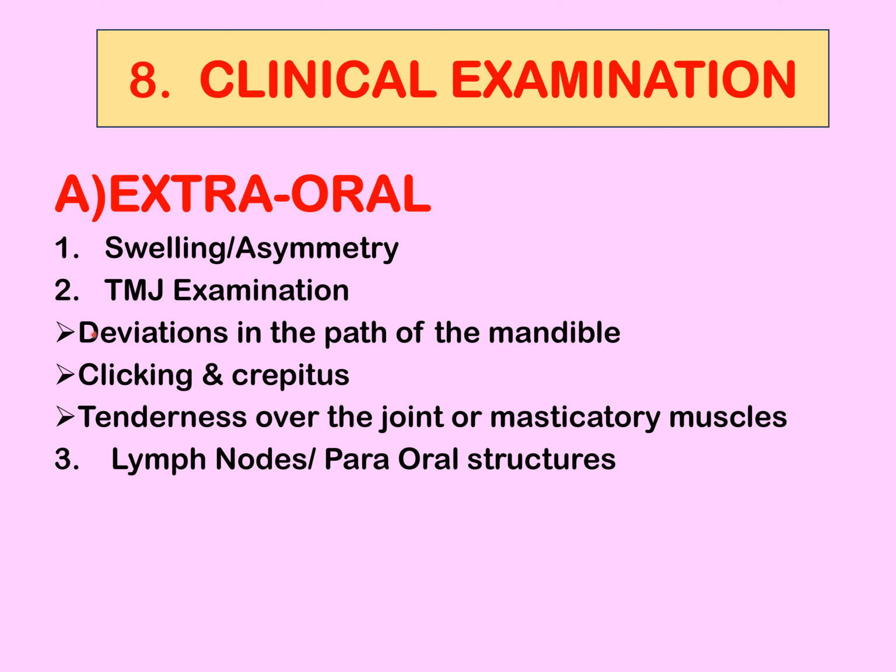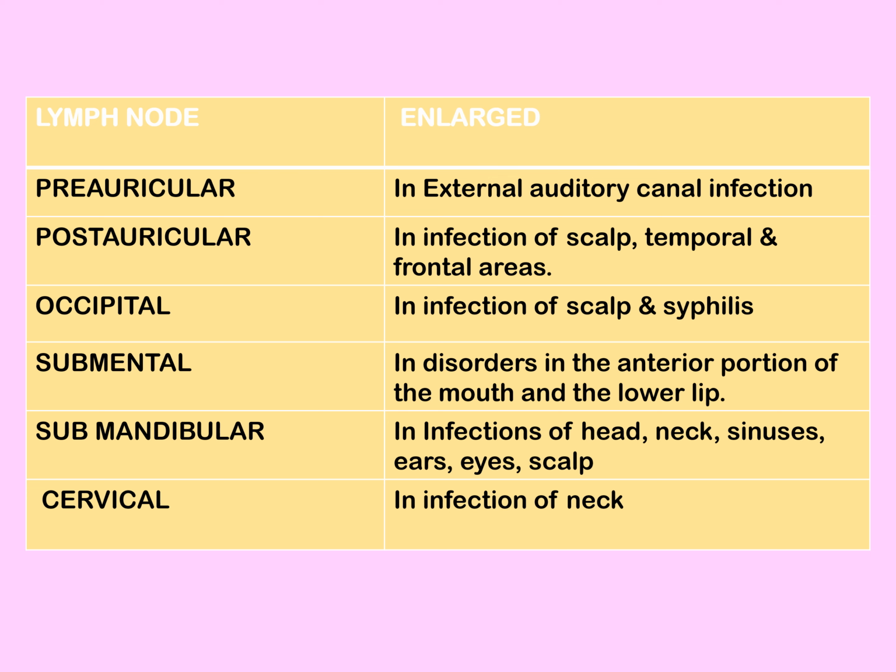First, by checking the presence of any deviation in the path of mandible by asking the patient to open and close the mouth. Then we look for the presence of any abnormal sound, that is clicking and crepitus. Then tenderness is checked over the joint or masticatory muscles. Thirdly, lymph nodes are palpated to check for any tenderness or swelling. If on palpation of lymph nodes, that is preauricular, postauricular, occipital, submental, submandibular, cervical, there is presence of swelling or tenderness, then we can suspect the presence of superficial facial space infection.